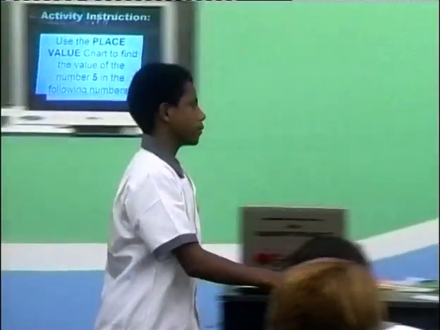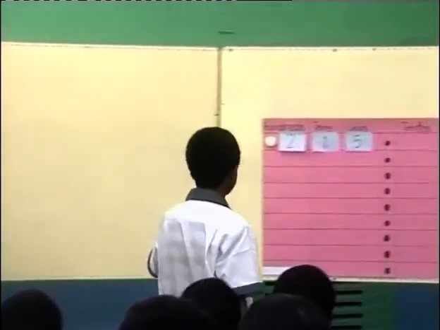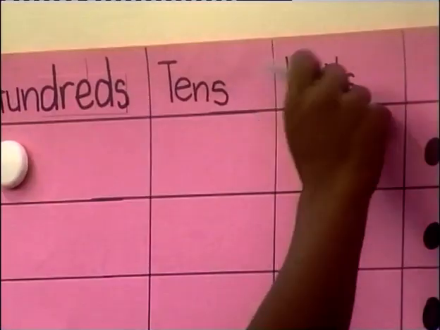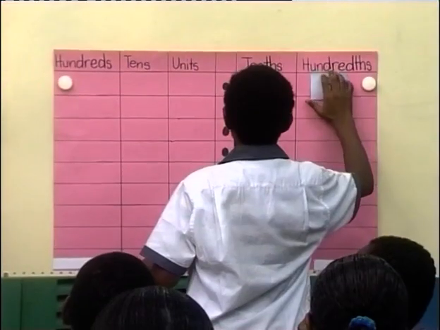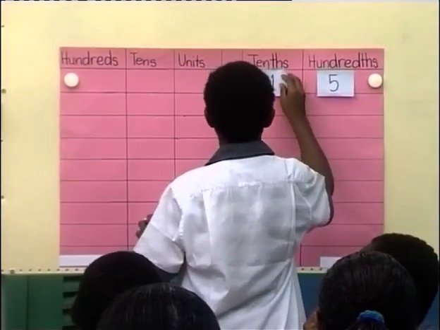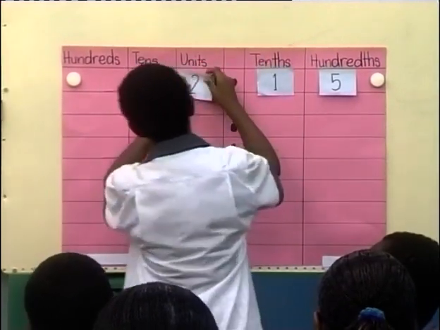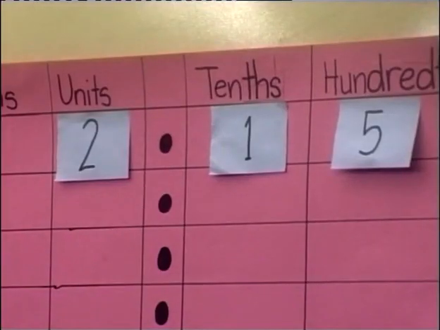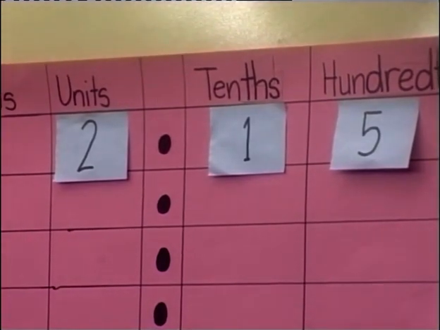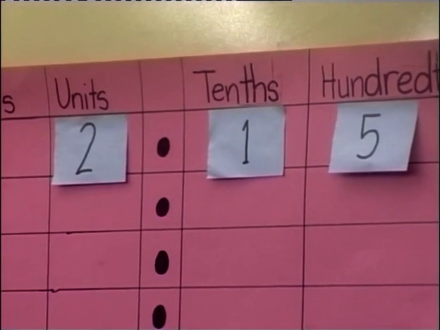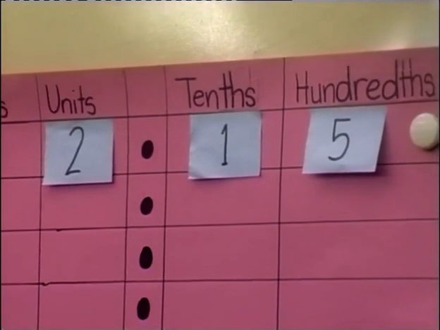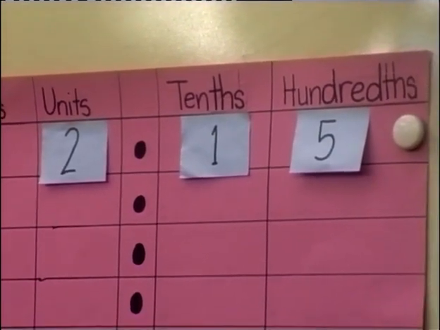Class, watching. Class, let's give him 5 big claps. Very good. Now, Michael has helped me to place the numbers correctly under each column, the value of each number. So, class, this is a place value chart.